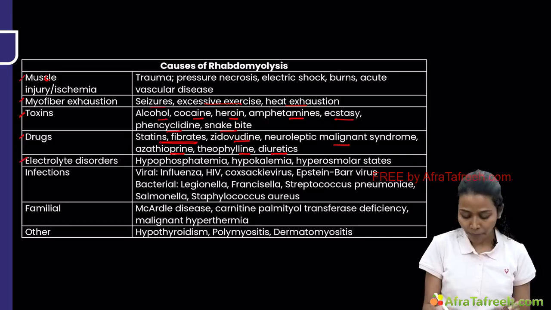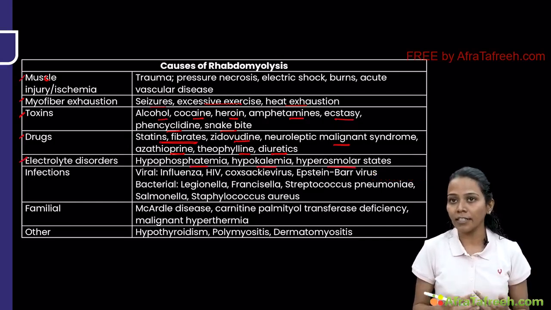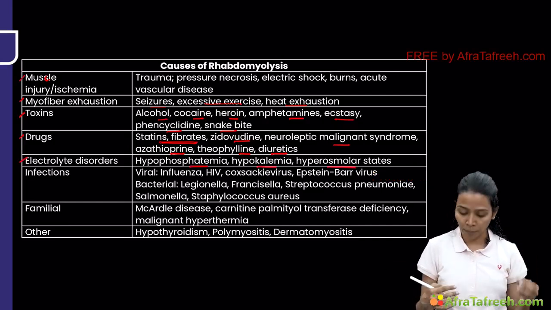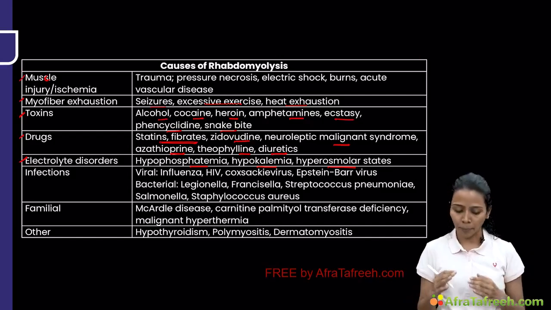Then electrolyte disorders like hypophosphatemia, hypokalemia and hyperosmolar states. Okay. So we have actually seen clinically that in all these conditions, when there is hypophosphatemia, hypokalemia and a hyperosmolar state, the patient comes to us with rhabdomyolysis.